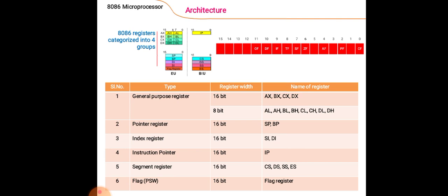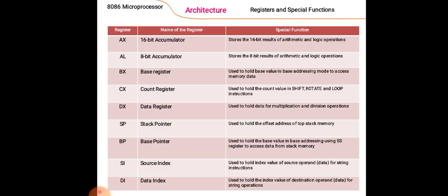Then we have 4 segment registers, CS, DS, SS and ES. The whole memory of 8086 is divided into segments. Each segment is of 64 kilobytes, and we can access all these address locations at a time. Then the flag register, a 16-bit register. Then we have the 16-bit accumulator, which is used to store the result of all operations performed by the ALU. Then AL is an 8-bit accumulator.